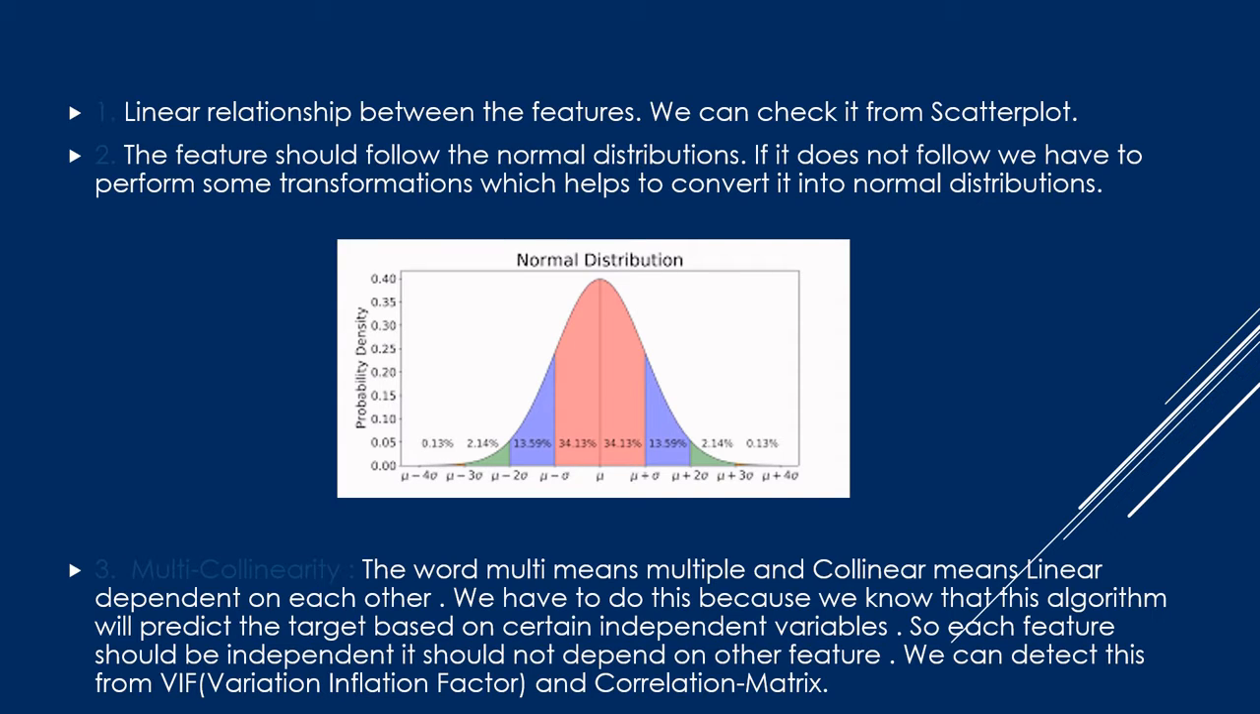Third is multicollinearity. The word multi means multiple and collinear means linear, dependent on each other. We have to check this because we know that this algorithm will predict the target based on certain independent variables. So each feature should be independent, it should not depend on other features. We can detect this from VIF, variance inflation factor, and correlation matrix.